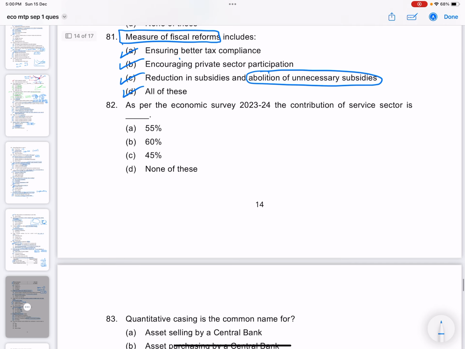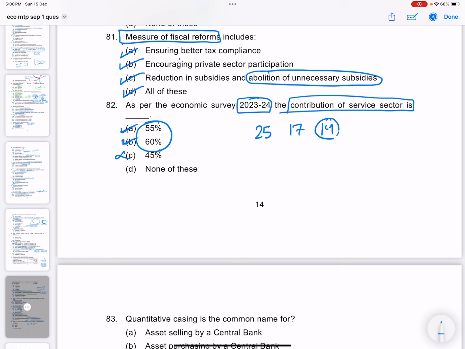Okay. As per economic survey, the contribution of service sector is. So if you are guessing between these two, then it makes sense. 45 तो नहीं होगा, so it is close to 55 or 60% only. So I'm not sure about this. You can just Google this out. Okay, but if I want to guess, I would guess it as 25 is for industry, 17 is for agriculture, which is getting close to 14 15 to 40, so it might be 57.5 only. So I'll go with 60.